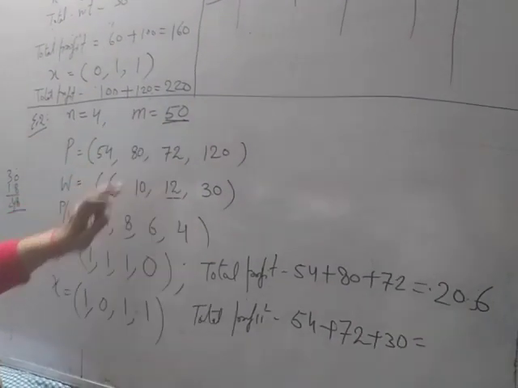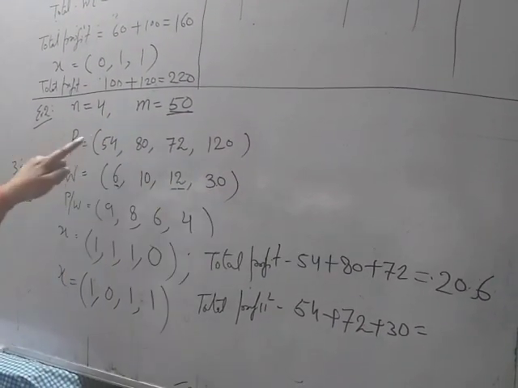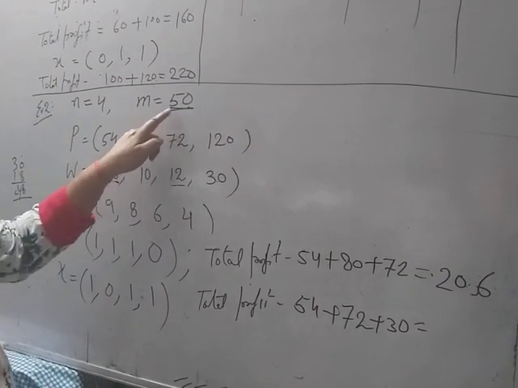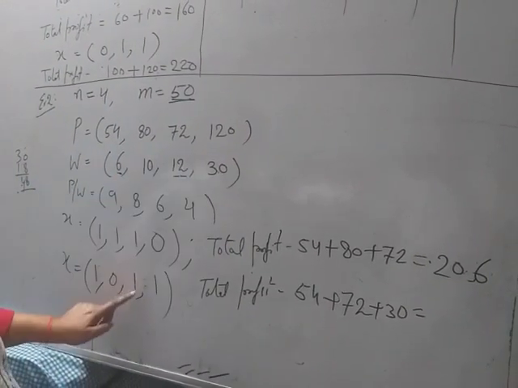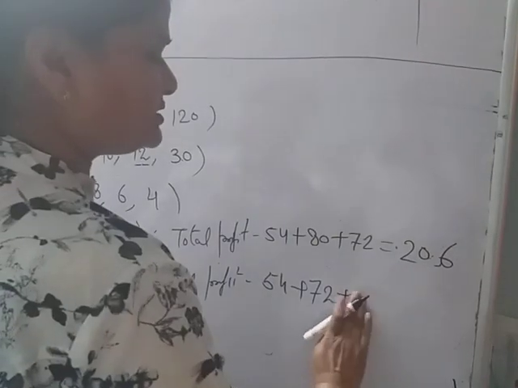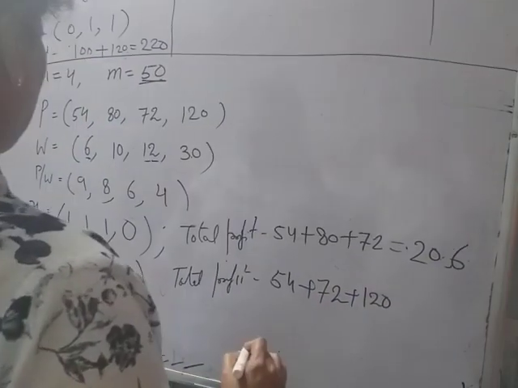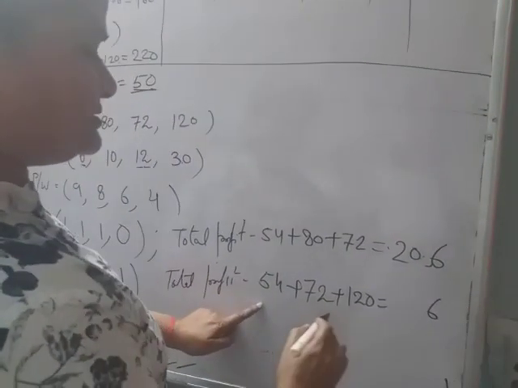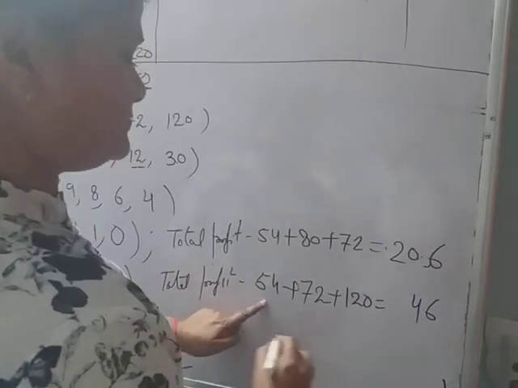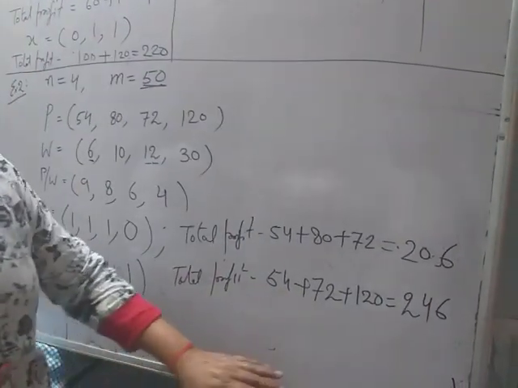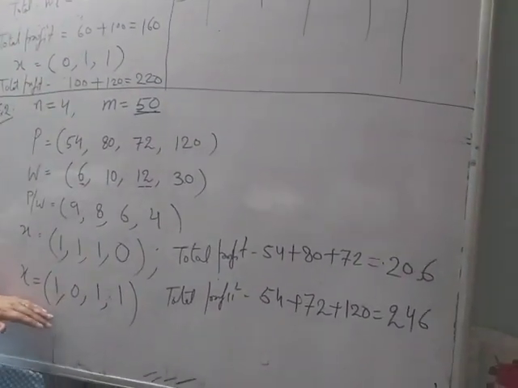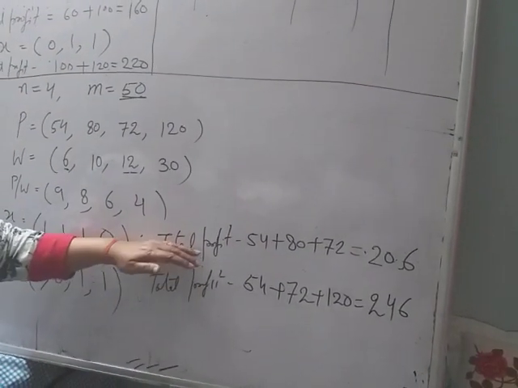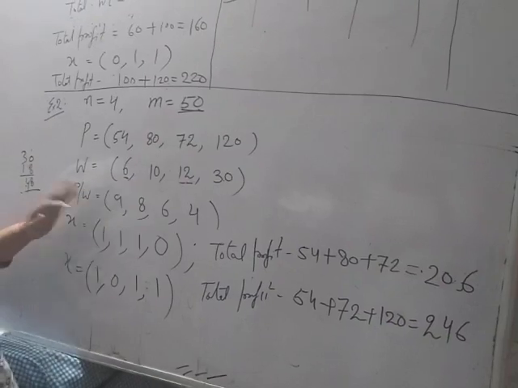And M is 50. Here 30 plus 12 plus 6 is 48, not exceeding 50. So the profit is 54, 72 and 120, that is 246. Okay, so for this solution vector the profit is greater than the solution vector which is generated through the greedy technique.